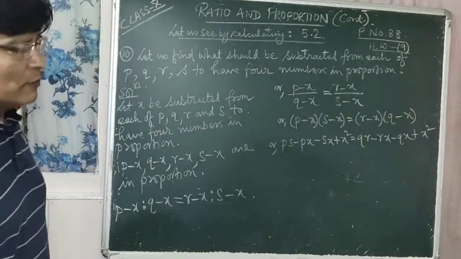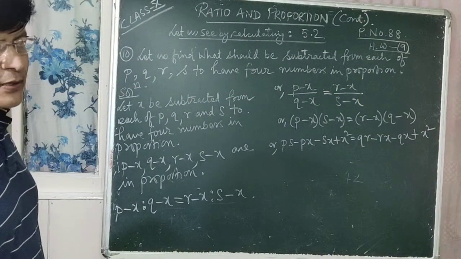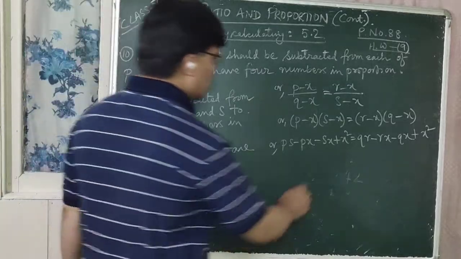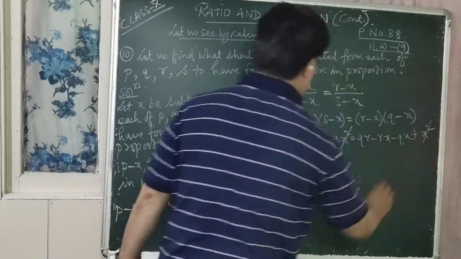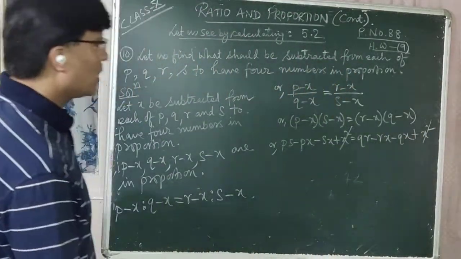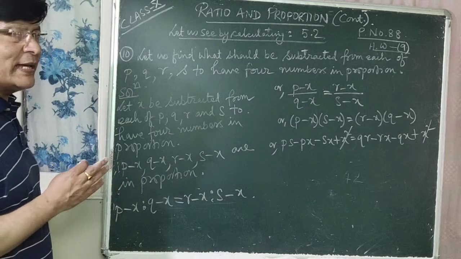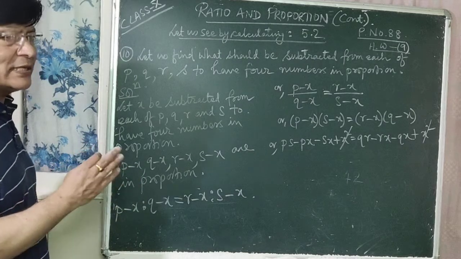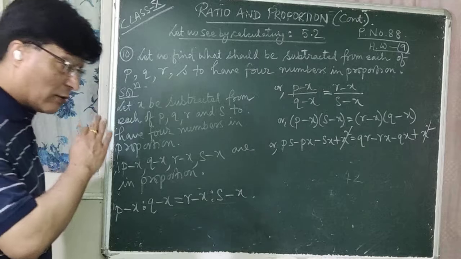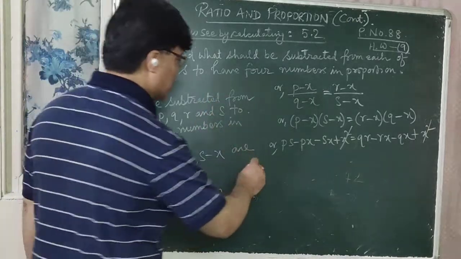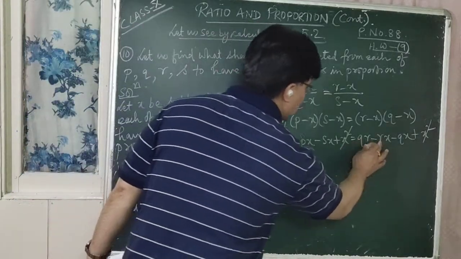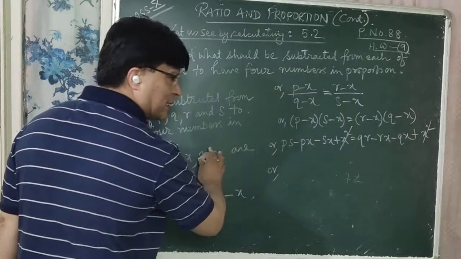Okay, from both the sides you can cancel the common term there. Plus x square gets cancelled. So now you can keep the terms containing x on the left hand side and all of the other terms on the right hand side. So minus Rx minus Qx, let us take them to the left hand side.